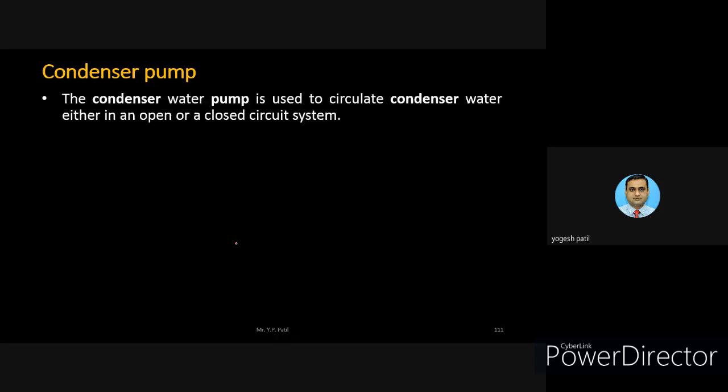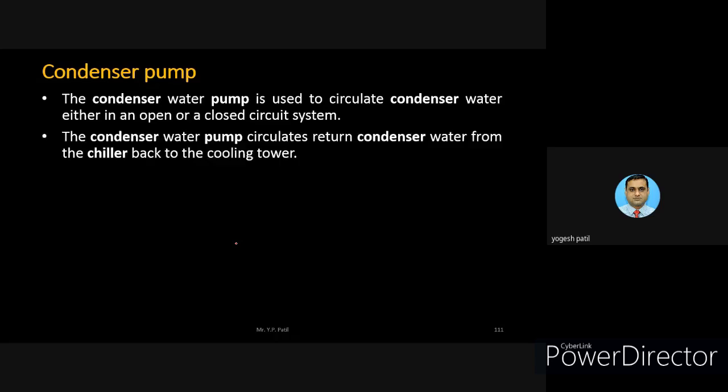The condenser water pump is used to circulate condenser water in either an open or closed circuit system. So what is this open or closed circuit system? This particular system is related to the cooling tower. The cooling tower may be of two types, the open cooling tower or the closed cooling tower. Depending on that, it is treated as an open or closed loop circuit. There is nothing different beyond this.